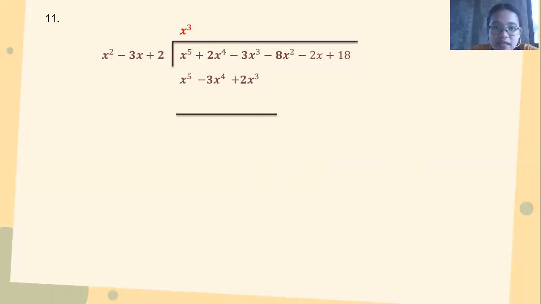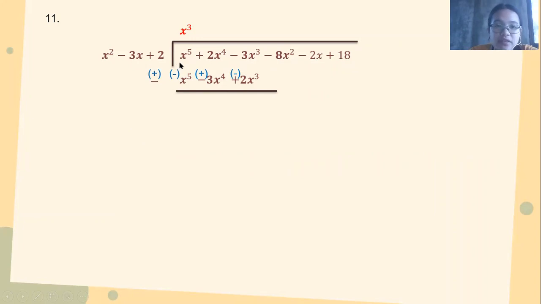Next, we subtract them. And our subtrahend here will change signs. Our x raised to 5 will become negative. Negative 3x raised to 4 will become positive 3x raised to 4. And our positive 2x cubed will become negative 2x cubed. Then, change the operation sign. Our minus, or our subtraction, becomes addition, or plus.